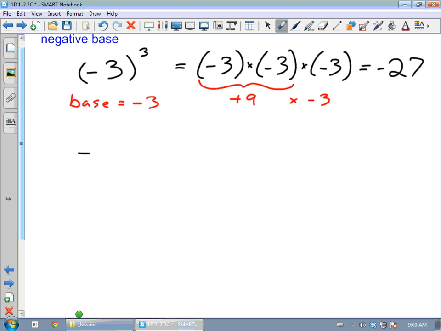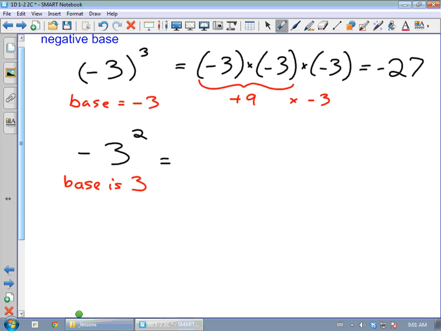If you see something like this, with no brackets, notice I've got brackets here around the negative 3. Here I don't have any brackets. In a case like this, without any brackets, you assume that this exponent only applies to this first thing right here, just to the 3. So in a case like this, our base is not negative 3, but just 3. That negative sign isn't part of the base, unless there's those brackets around it.